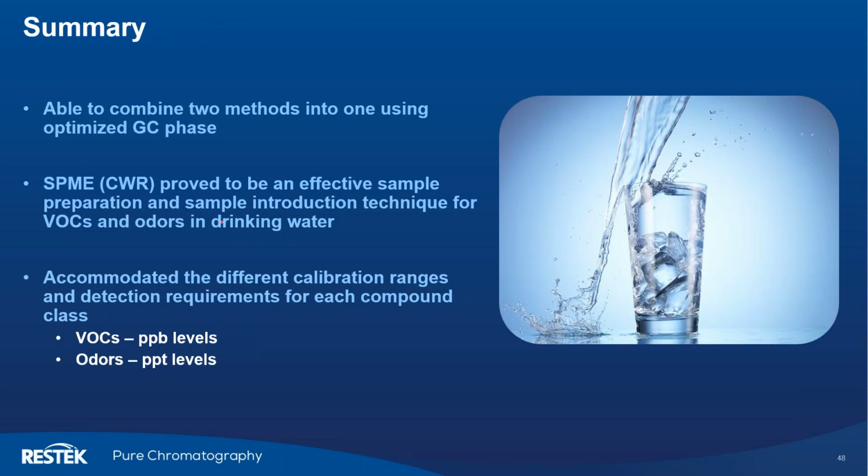So just to quickly summarize this method, we were able to combine two methods into one using an optimized GC phase. We also used a SPME carbon wide range phase coating to extract our analytes of interest. This proved to work very well for both the VOCs and the odors. And then we accommodated the different calibration ranges, which we knew was going to be our biggest hurdle for this method, with the VOCs being at mid to low ppb levels and the odors being at part per trillion levels.